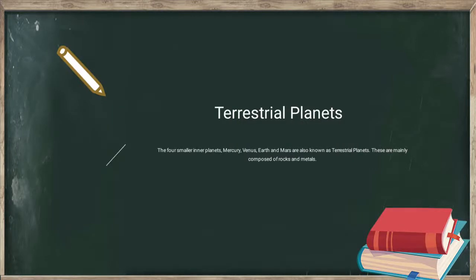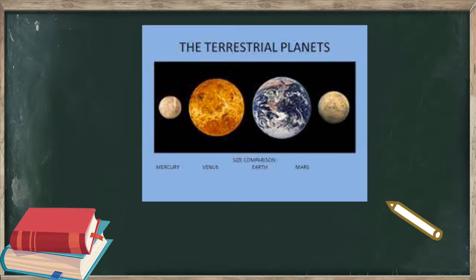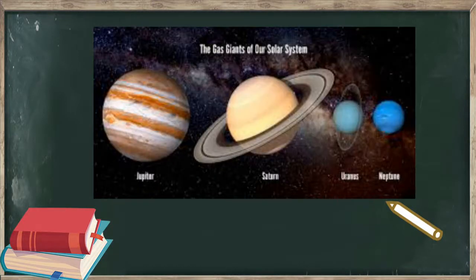We know that the sun has 8 planets. They are 4 inner planets and 4 outer planets. The 4 smaller inner planets, Mercury, Venus, Earth and Mars, are also called the terrestrial planets. These are mainly composed of rocks and metals. The four outer planets are Jupiter, Saturn, Uranus, and Neptune. They are mainly composed of gas and are called the gas planets. Gas planets are bigger than the terrestrial planets.